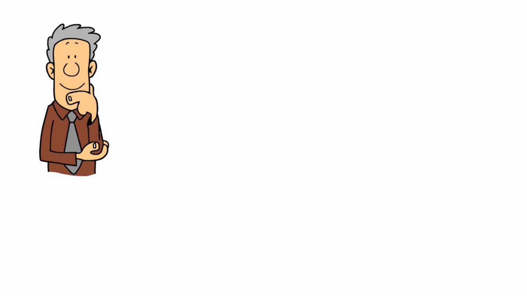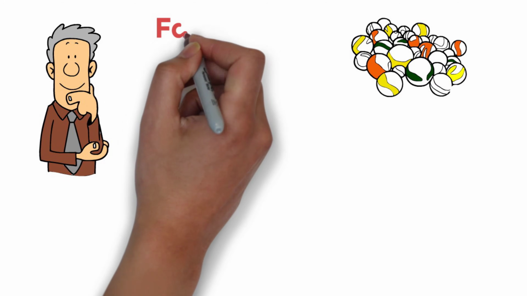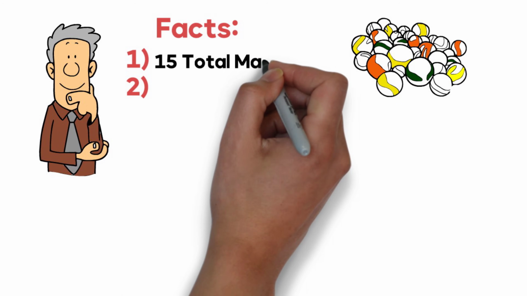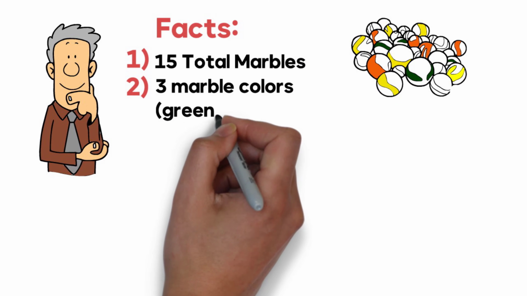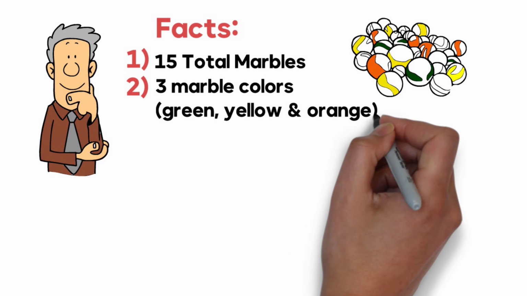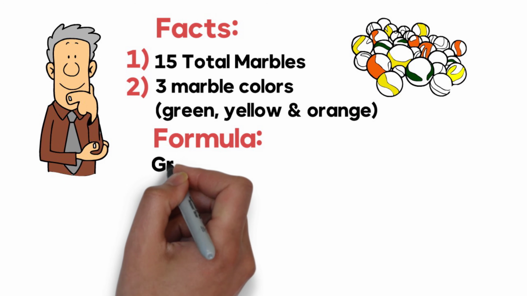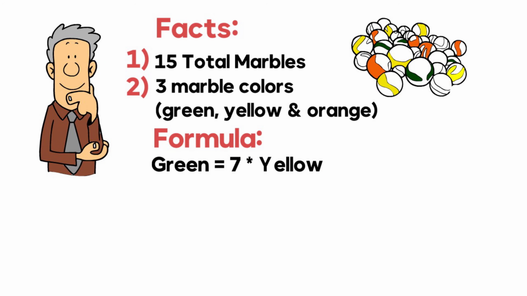Interesting problem, don't you think? To solve this type of problems, let's separate facts from the formulas. We have 2 facts. We have 15 total marbles, and marbles are of 3 different colors: green, yellow, and orange. And the formula that we are presented with is that there are 7 times more of green marbles than the yellow marbles. How does it help us?